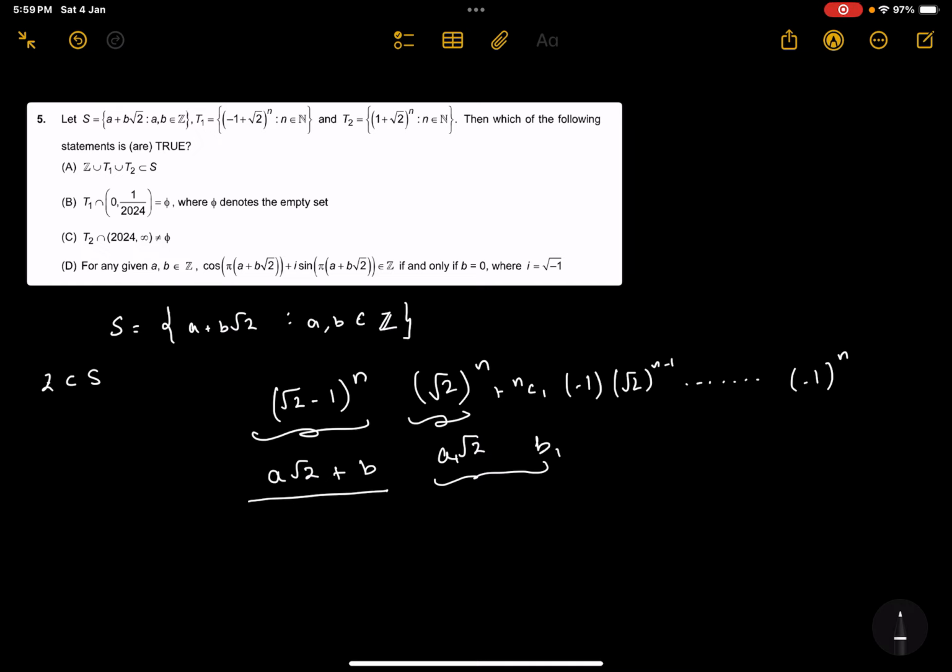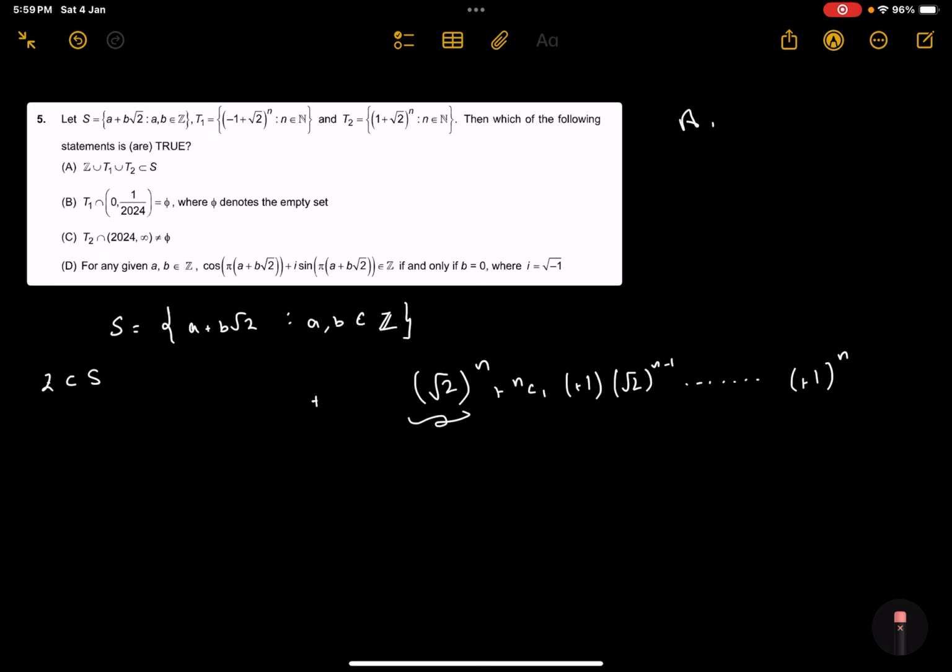So T1 is also a subset of S, and T2 is just replace minus by plus. So again clearly it would be of the form a root 2 plus b. So option A is correct. Now option B.